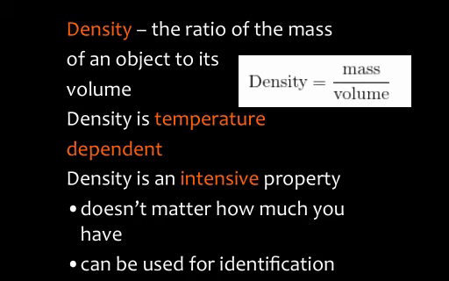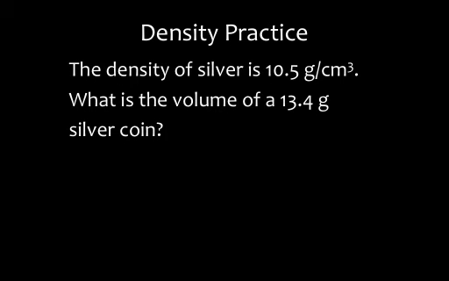Because of that, we can use that to figure out what a substance is. We can use it to identify a substance. So if we know the density of a substance, we can go to a table and a lot of times figure out what it is.